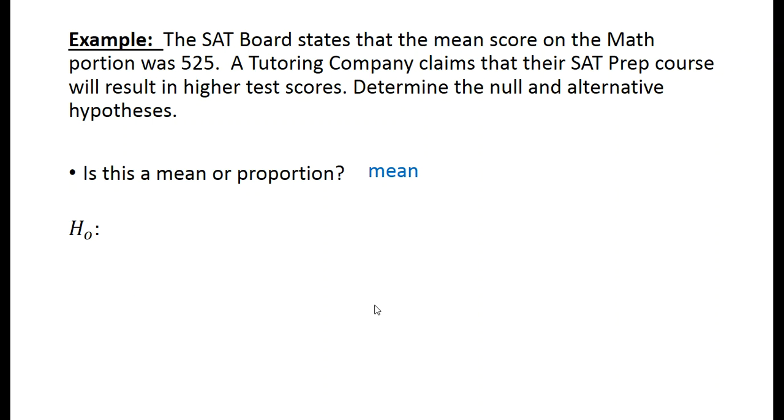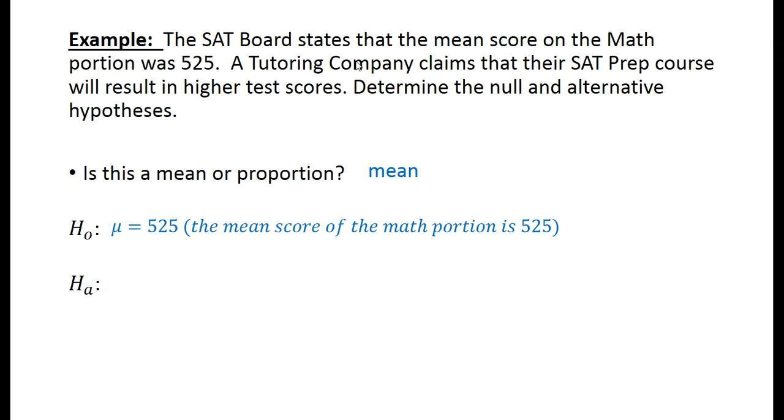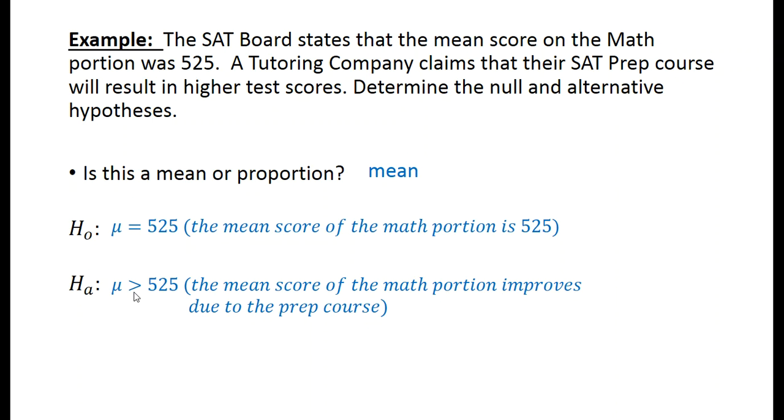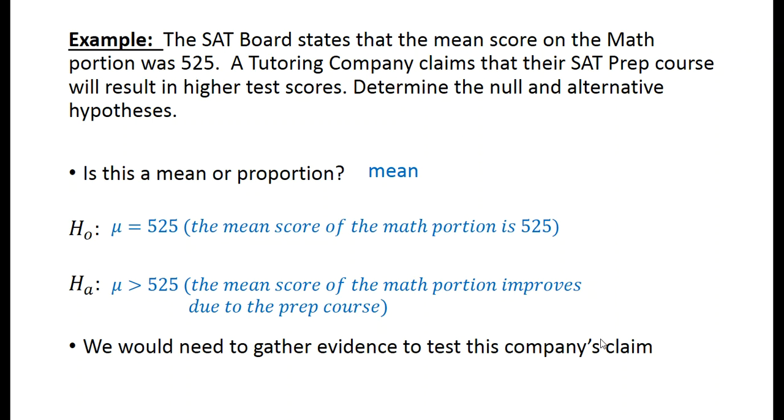So now we want to form the null hypothesis. Remember, this is what we are using as our baseline. That's the number that they gave us before we actually take the prep course. Because we're looking at a mean, we're going to use mu and equal to, because that was the mean score on the math portion. For the alternative, we go to the claim. It says a tutoring company claims that their SAT prep course will result in higher test scores. So higher means mu is greater than that 525 baseline due to the prep course. Of course, we haven't tested anything, so we would need to gather evidence to test this company's claim. But we'll do that in a later video.